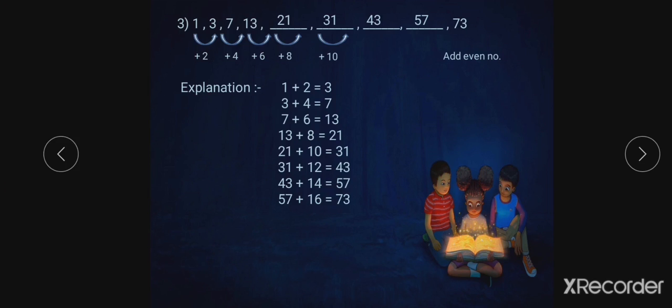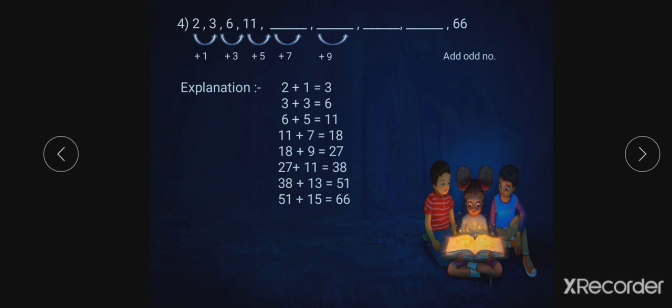Did you understand now, children? Wasn't it super easy to understand? Let us see our last question in the number pattern. Here you can see the numbers 2, 3, 6, 11. Let us try to understand the pattern.